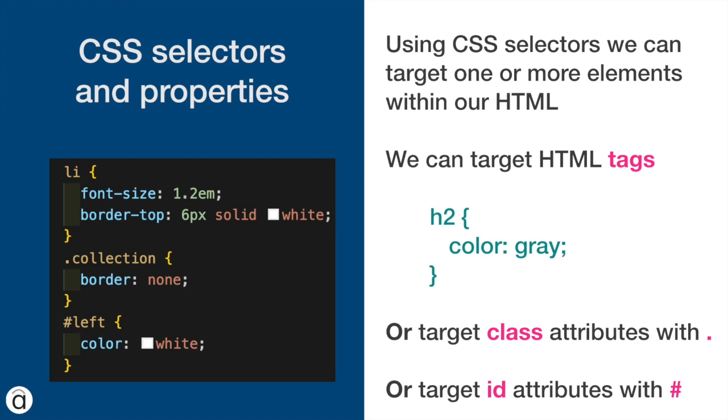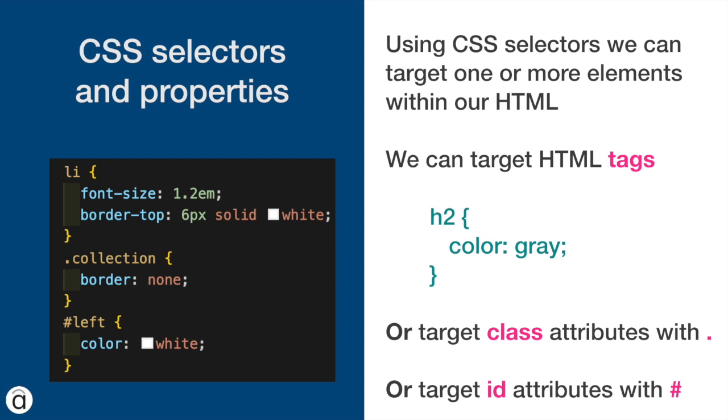Now then, the next one is targeting a class attribute, and I'm going to show you that in HTML in a moment. So what is a class attribute? Well, it can target many things on our website. And we do it with a full stop, and you can see on the left hand side we've got full stop, or period or dot, whatever you want to call it, dot collection. And then we're going to give everything that has the class of collection no border, i.e. border, colon, none, semicolon.